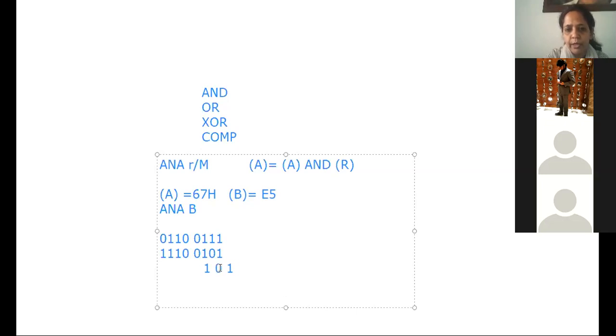Are you understanding what I am talking about, or am I going too fast? 0 and 0, the bit will be 0. Students, please give me the answer. I cannot understand whether you have understood or not. After ANDing, what are the contents of the accumulator now?